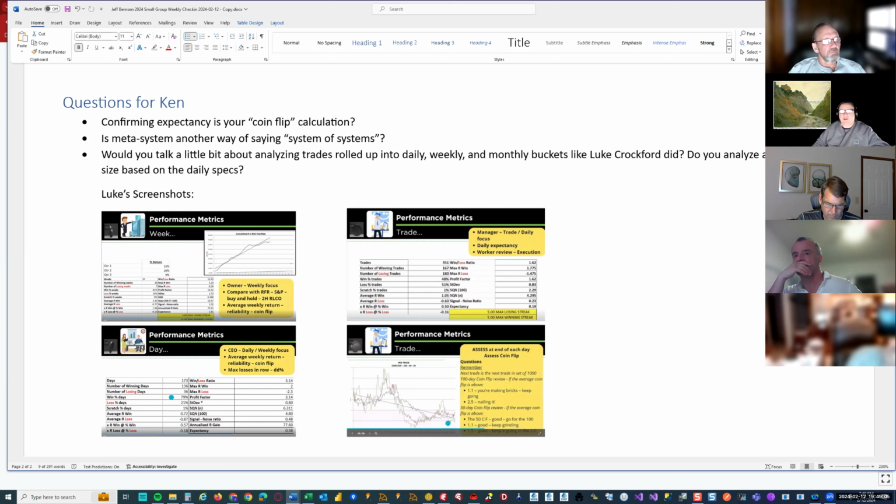But yeah, then the second one, meta system, another way of saying system of systems. Yeah, correct. I've heard you use that. Your top level system is the blend of all your performing systems. Those systems have subsystems, like a planning system, a scanning system, an entry system, a management system, an exit system, a position sizing system for deciding how much to trade. So subsystems make a system, multiple systems make a meta system or a system of systems, like a golf bag with many clubs. That's how we like to think of that.